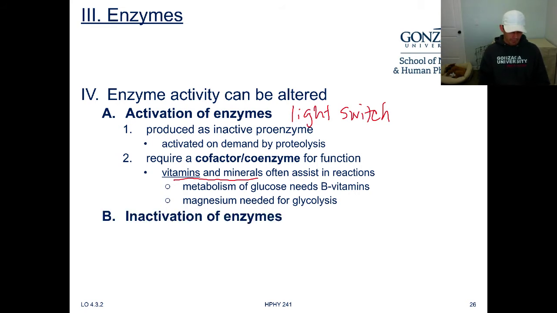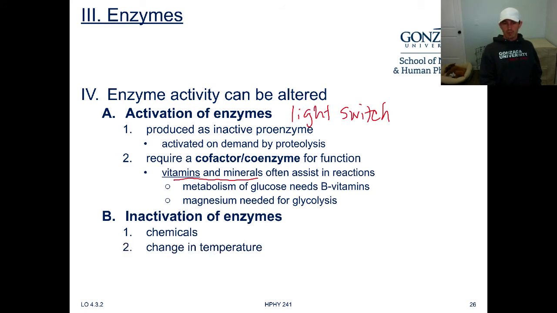Okay. On the other hand, there are ways to inactivate enzymes, to slow them down or to inactivate them completely. Chemicals can do this. So what I mean by chemicals are really either chemicals produced by the cell itself, but often external chemicals. You introduce a chemical into an environment, it can impact the activity of an enzyme.